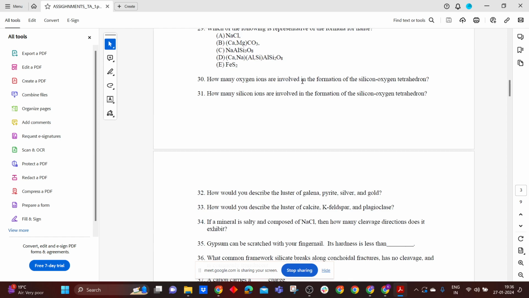Now, who can do question 30? How many oxygen ions are involved in the formation of the silicon oxygen tetrahedron? 4. Yes, very good. Si4.